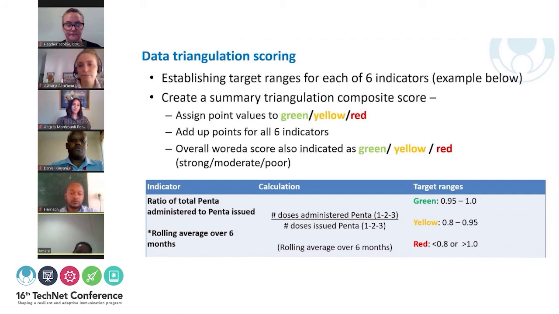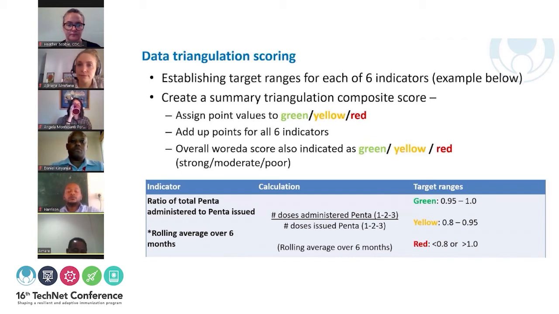First, there is a color code for each indicator based on the target range, and then we add up all 6 indicators to get a composite score. So each indicator and the composite score will be measured and color coded: green, yellow, and red. And this type of coloring is important for the reviewing team, just to see the magnitude of the problem.